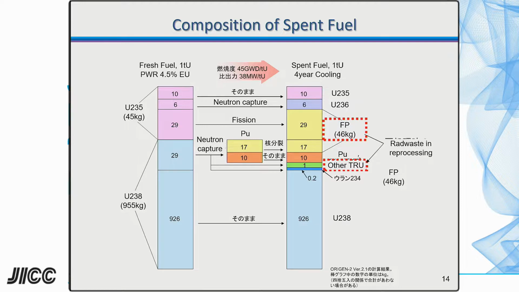And the total is 1 ton of uranium. And in 1,000 kilograms, there are 46 kilograms of fission product. This is really a problem. And in addition, the transuranium element is again a problem. This is 1 kilogram or something like that, a very small amount, but it is going to be a lot of waste in the processing, right? So the important issue in nuclear is how to deal with the fission product and the transuranium elements. Okay?